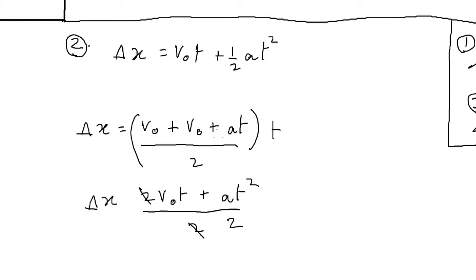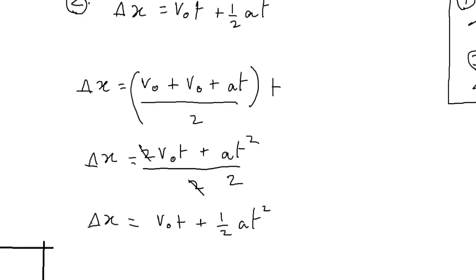and hence you get the displacement is equal to initial velocity times time plus half times acceleration times time squared. And that's your equation solved algebraically.